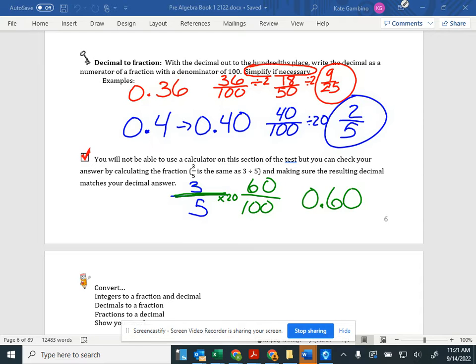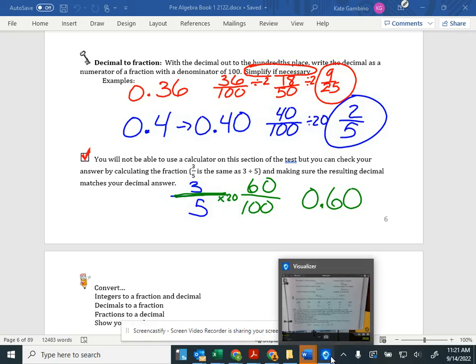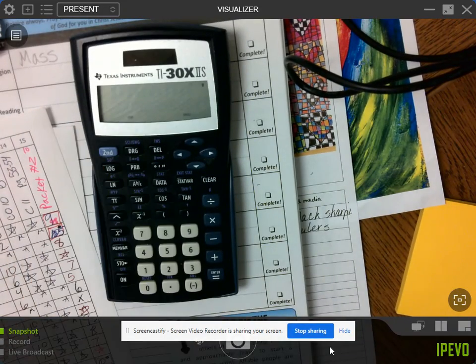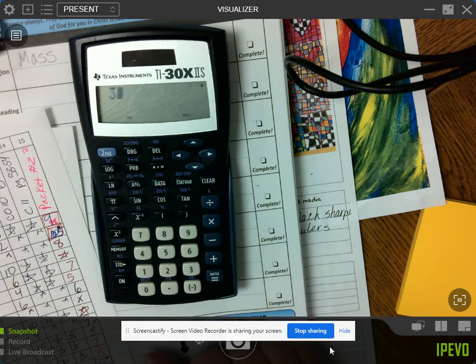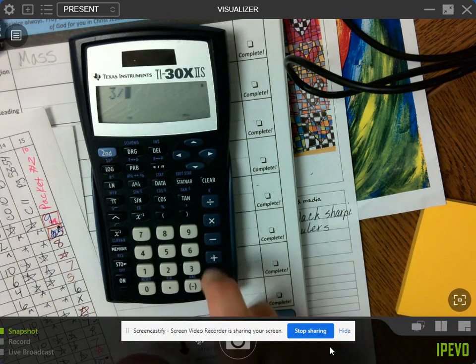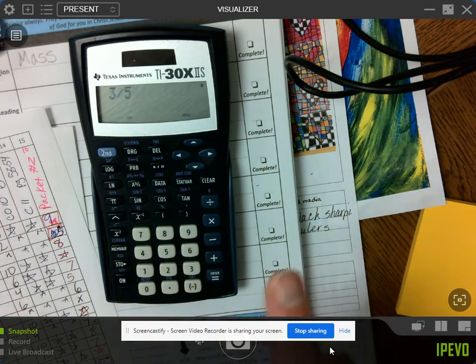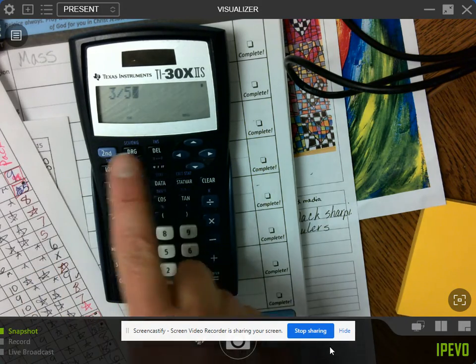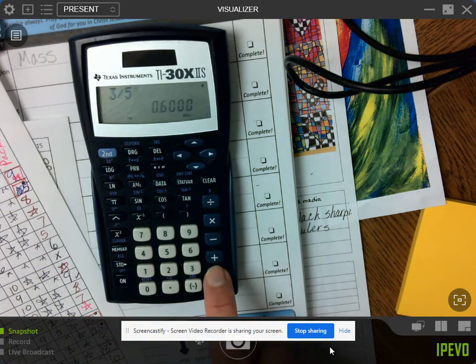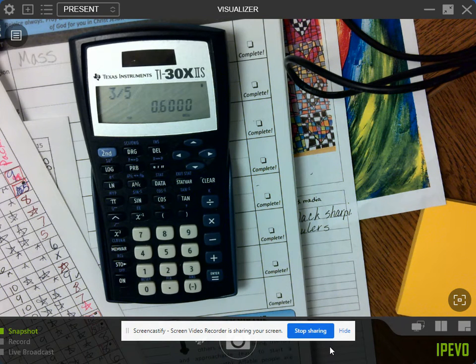So if you use your calculator, here, let's do this. I'll use mine up here. To check 3/5, I said it was 3 divided by 5. And we can see it even looks like a fraction. It looks like 3/5. 3 divided by 5 looks like 3/5. And if we hit equal, we get 0.60.